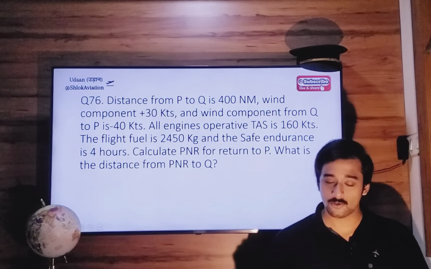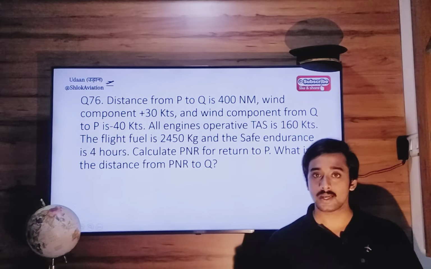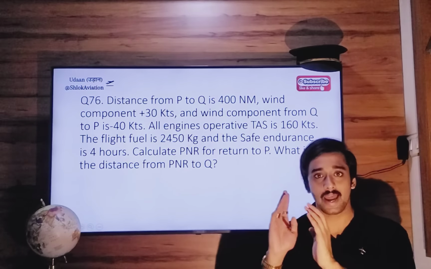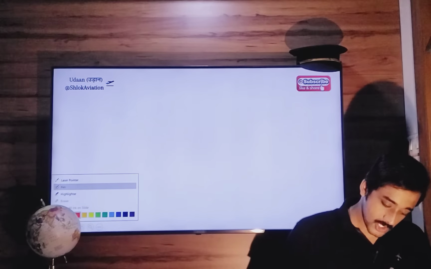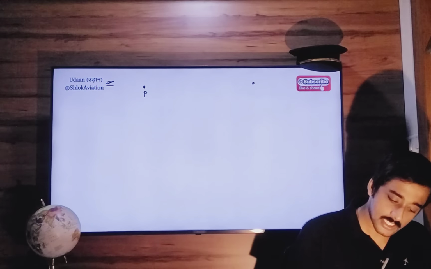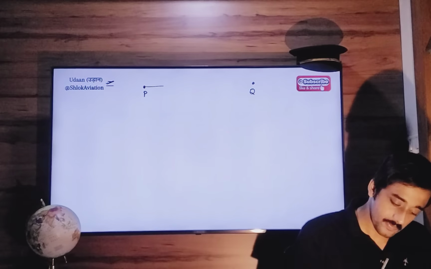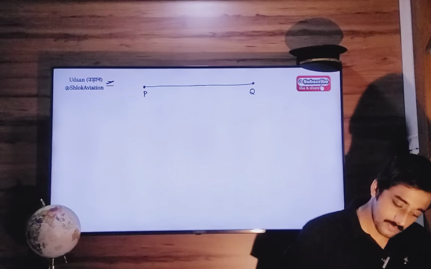So there are two things you have to find out. You have to find out the point of no return distance, and then the remaining distance between the point of no return and the destination. So this is your departure. This is your destination. Let's say PNR is somewhere here.